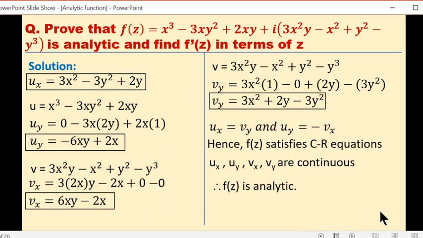So if you are given a function of x and y, this is how we show that the function is analytic. Did we understand this? All of you have understood this properly?